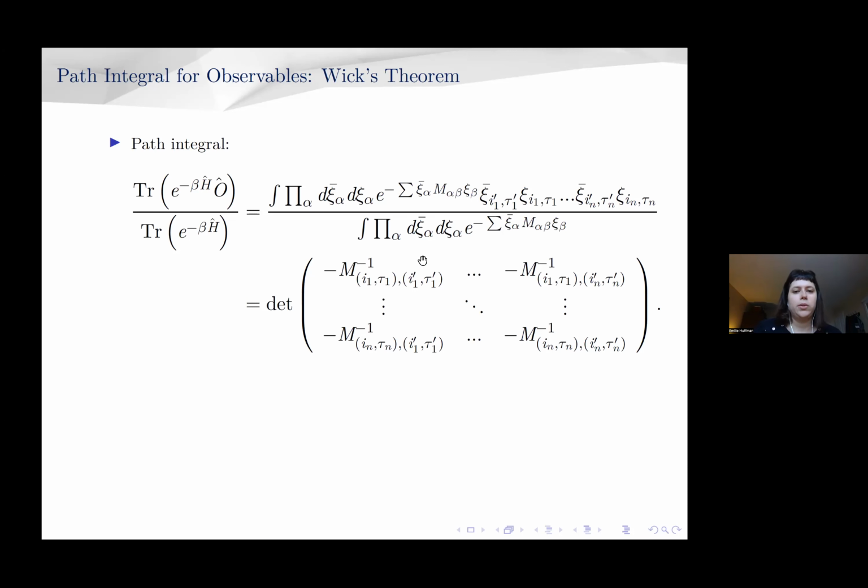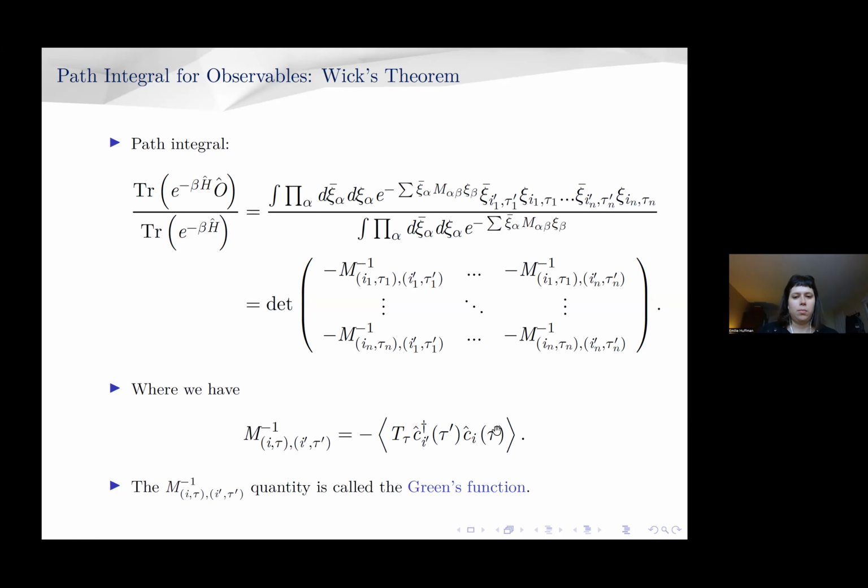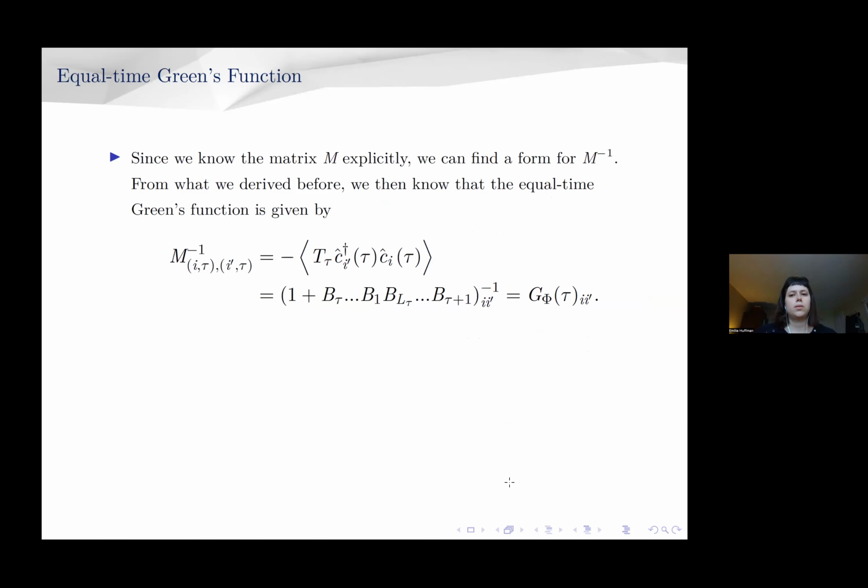So I showed the one case where we just had the inverse of the big matrix, and then I suggested how we would get the determinant. And so it turns out in general, you can write this thing with its n pairs as this n by n determinant of the inverse elements. And like I said, we have m inverse equal to this quantity, this portion from before. And we call this the Green's function. And then this is the form that I discussed in the notes. And this is explicitly the equal time form.